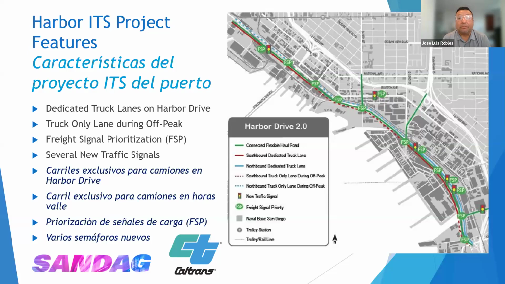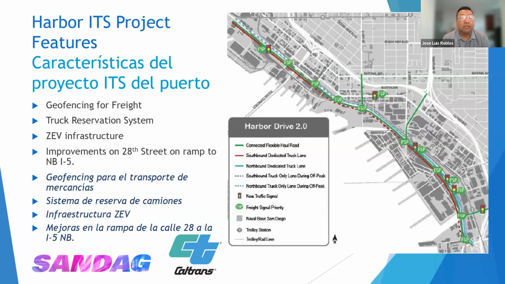Next slide, please. Additional features that we're also going to be installing is geofencing for freight. That's going to be on the I-5 itself and I-15. Basically it's a way for us to incentivize trucks to use the facilities that are designated for their use to access Harbor Drive.